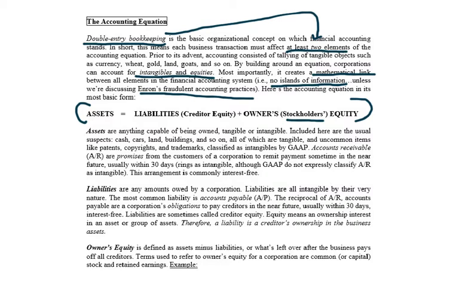Right, so first, what is an asset? Assets are anything capable of being owned, tangible or intangible. So as promised, intangibles get thrown into the mix here. Of course, I give you a list of things you could expect to see included here, such as cash, cars, land, buildings, and so on. Just things you would definitely encounter in business. And again, uncommon things like patents, copyrights, and trademarks. Those are all considered intangibles under generally accepted accounting principles. So we'll talk later on, when we get to account classification, exactly why we consider them intangible.